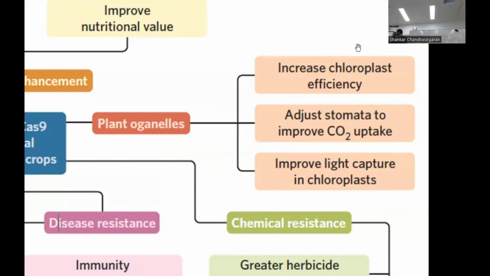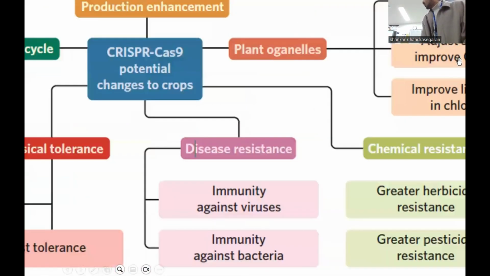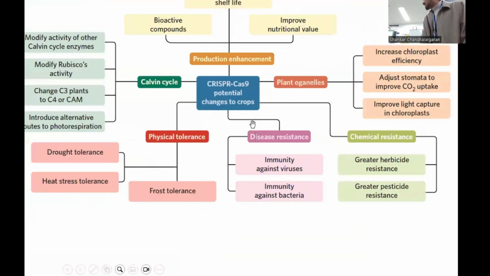Second thing, adjusting stomata to improve CO2 uptake. Another factor of photosynthesis. Another one is improving light capture in chloroplast. Another factor of photosynthesis. So by modifying the organelles, we can make them basically take up the reactants better. So for CO2, it'll take more of it up. With light capture, it will absorb more energy from the sun and store it in the chlorophyll better. And the other ones are more about making the crops more resistant or tolerant towards external factors.